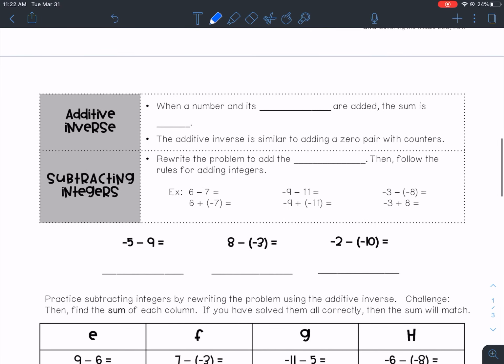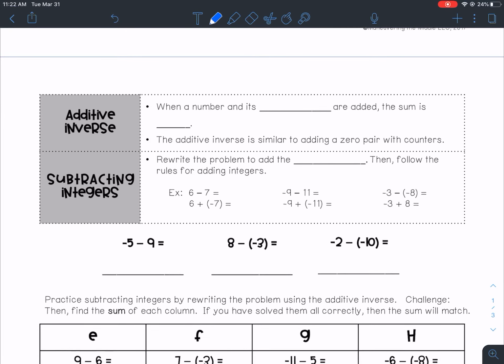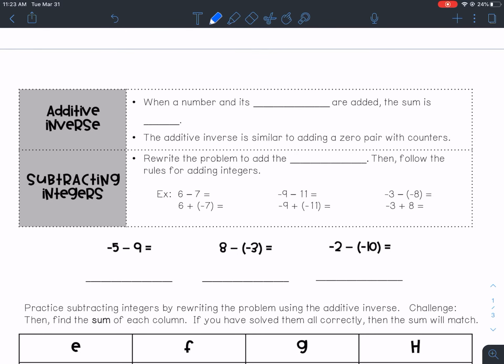So now let's move on to this next part. When a number and its opposite are added, the sum is always going to be 0. Okay, so I'm going to highlight this. If I highlight it, you should write it down. So I highlighted that. So you add those two. If you're adding opposite numbers, then that gives you 0.